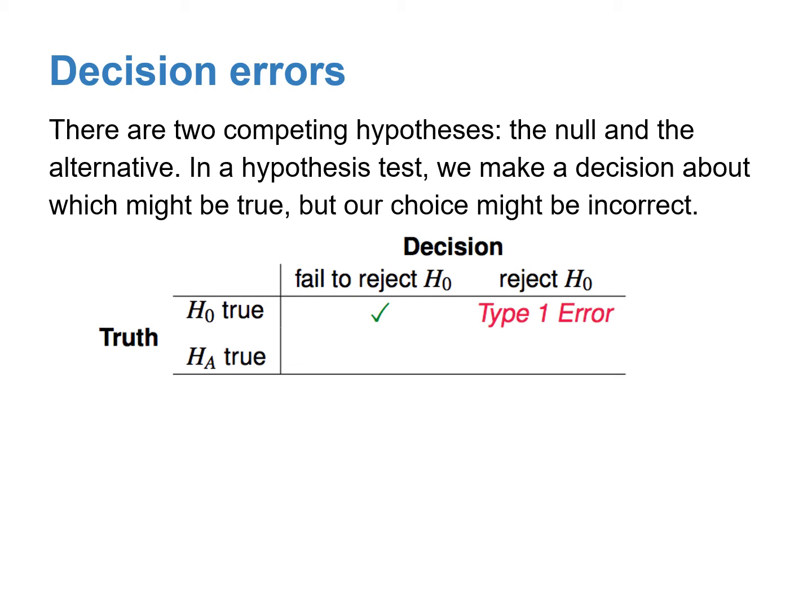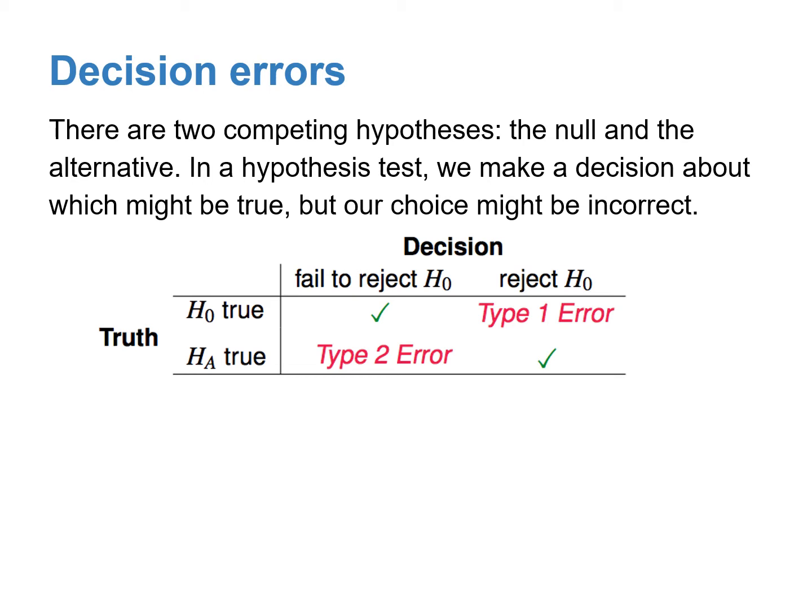Now, if the alternative hypothesis is true and we reject the null hypothesis in favor of the alternative, that again would be a correct decision. But if the alternative hypothesis is true and we fail to reject the null hypothesis, then that's what we call a type 2 error.